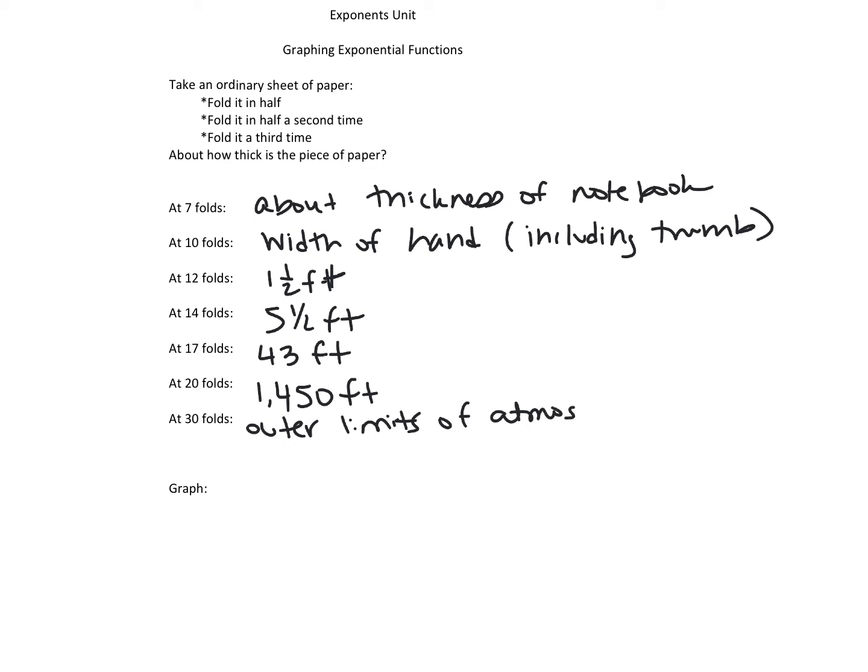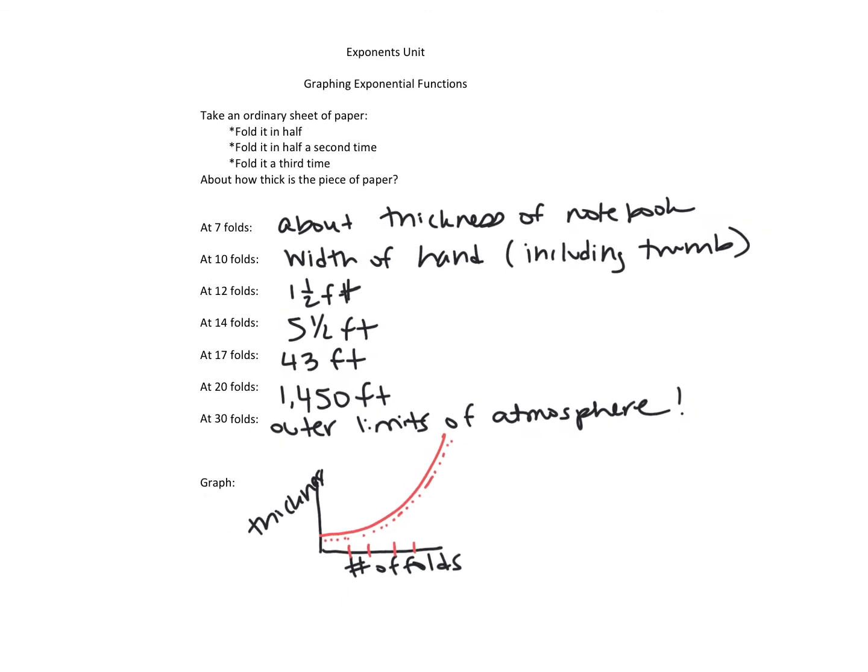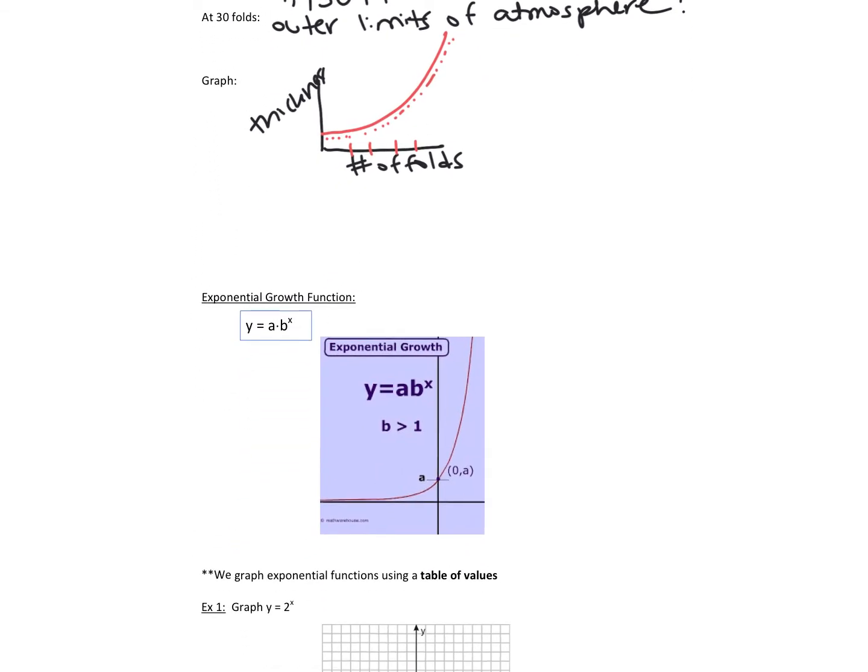Okay, so this demonstrates exponential growth. The idea of exponential growth is if you're looking at the number of folds versus the thickness of your paper, you are seeing a graph that goes like this. It starts out very low in thickness, and then quickly increases in thickness. As the value of x increases by 1, the value of y increases literally exponentially. Okay, so we'll take a deeper look at this.